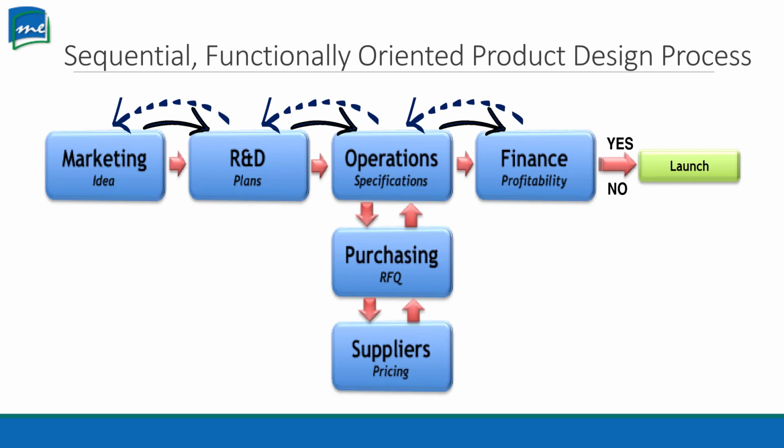Finance will say, is it profitable? But operations is also going to kick it down to purchasing. They're going to try to get some quotes. Request for quotation. That's what RFQ stands for. They're going to send it out to the suppliers, who are going to give those pricings to fill that request for quotation, RFQ. Once that all goes back up to operations, operations hands it over to finance. Finance says yes or no, and if everything's good, it will launch.